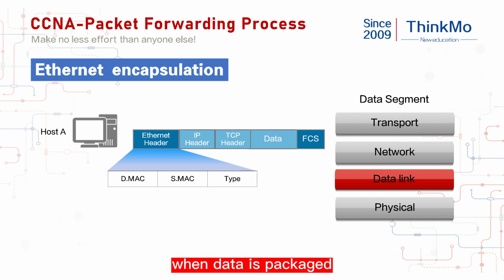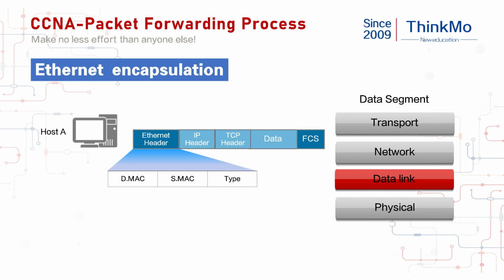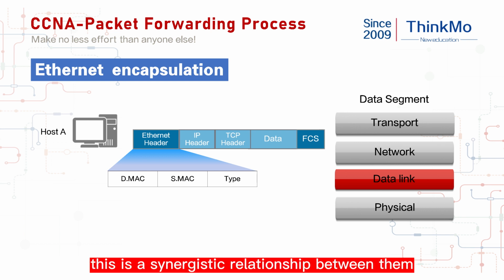So everyone should know: when data is packaged, the fourth layer is always the same, the third layer is always the same, and the second layer is always changing. Each broadcast domain, each link crossed, each layer 3 interface spanning the router, the MAC address encapsulation will change. When sending data as a whole, IP and MAC always work together. IP achieves positioning globally, and MAC is accurate to each link, completing accurate forwarding. This is the synergistic relationship between them.